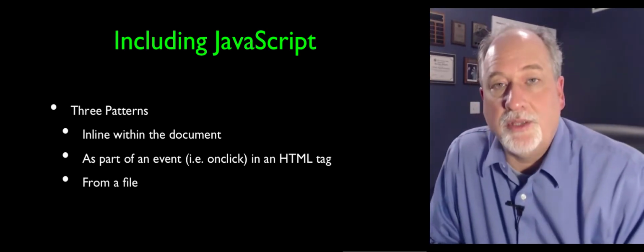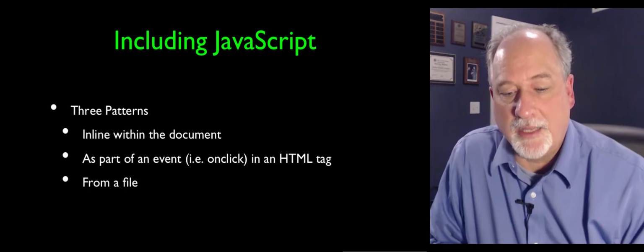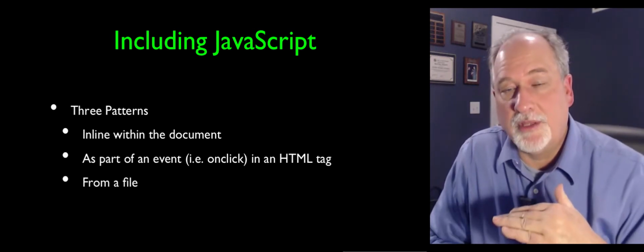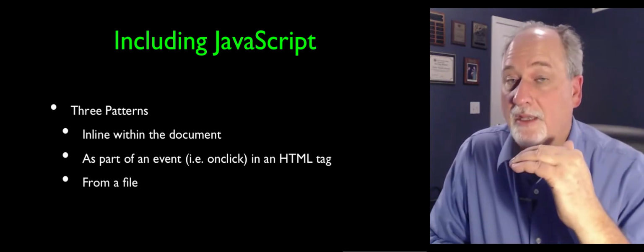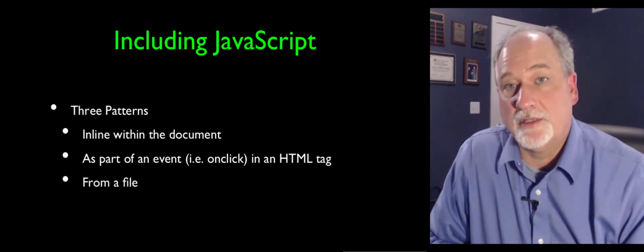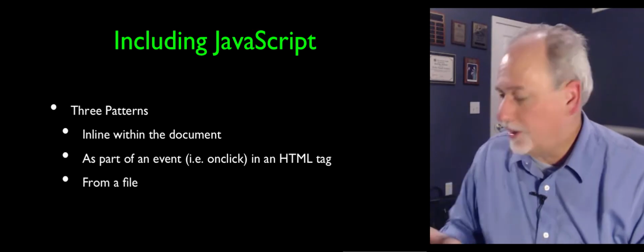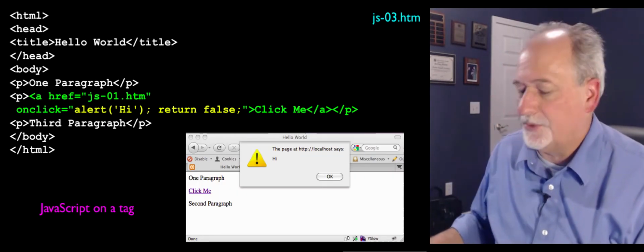There are three ways that you can put JavaScript into a document. One is inline within the document using the script tag. You can also put it on things like onclick methods, on things like hrefs, etc., or you can include a whole file. We'll see all of these examples.